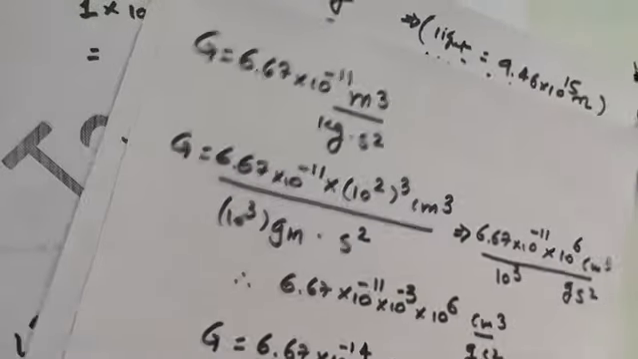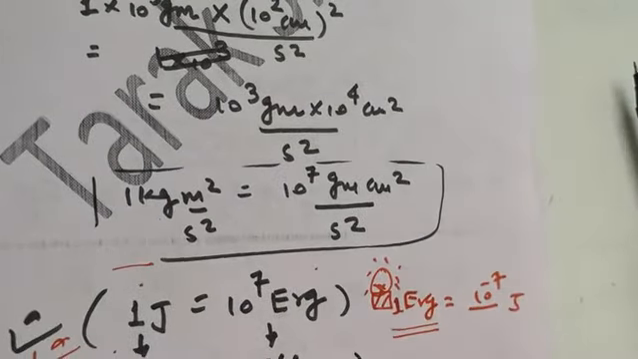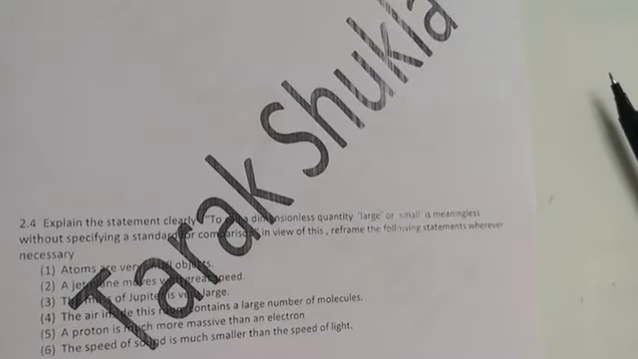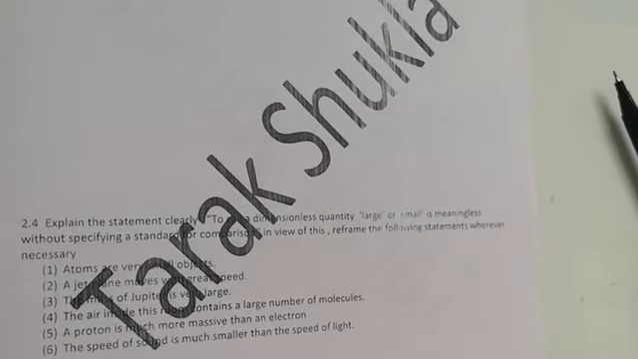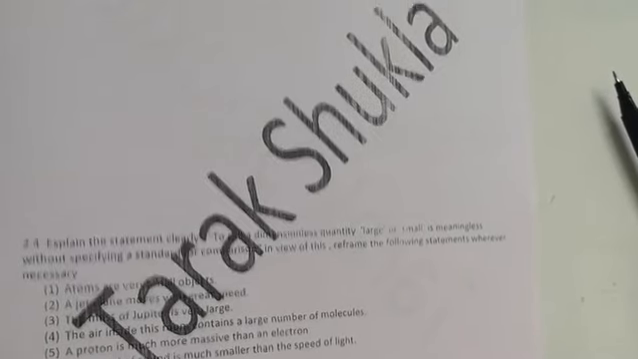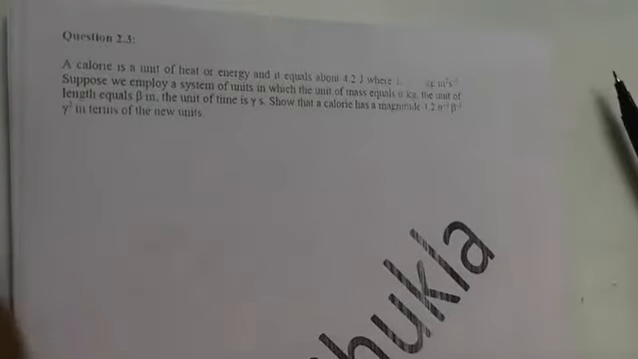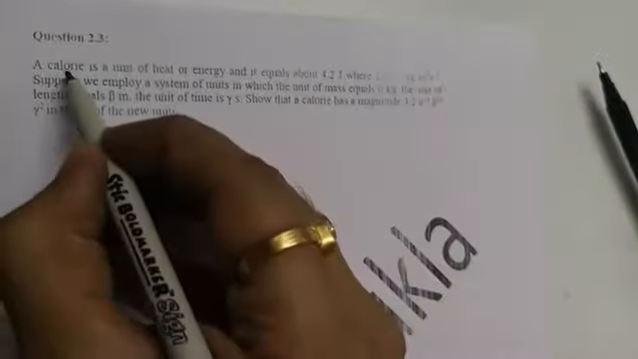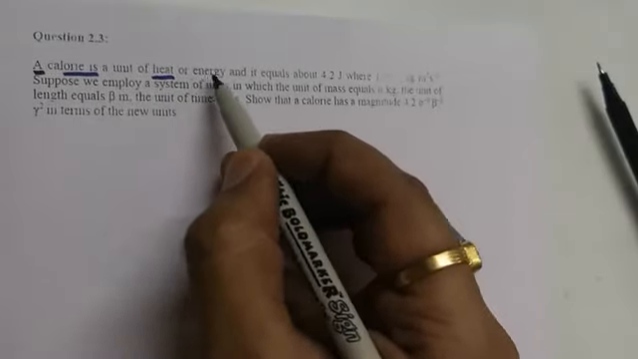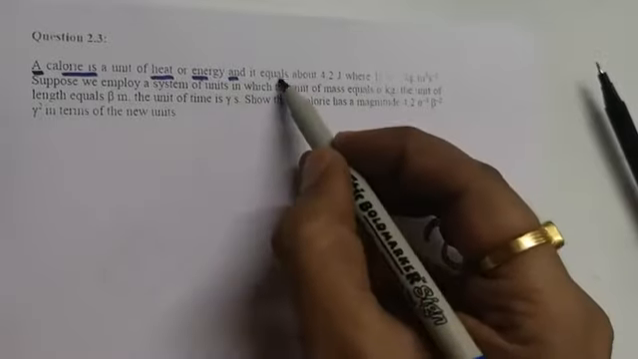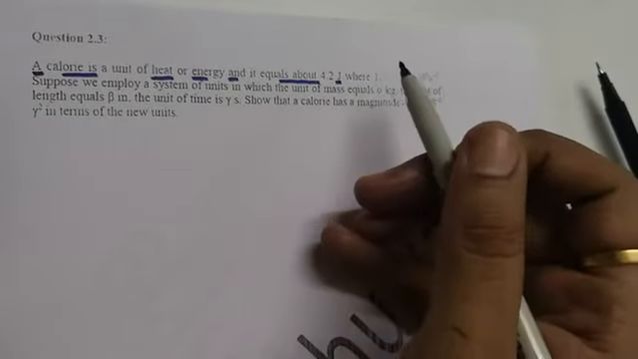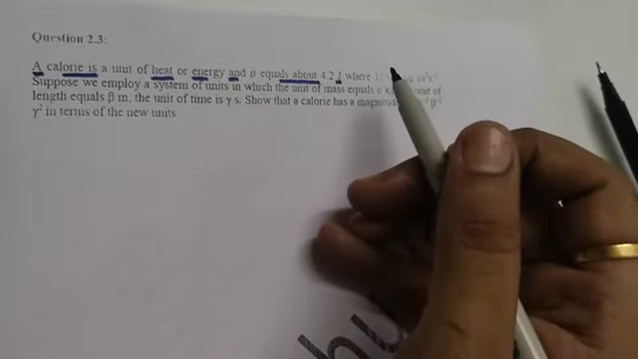Moving to another example, that is called example number 2.3 in front of us. In 2.3, that is a very simple example, but for that you require some of the conversion concept. First of all, we are reading this concept. A calorie is a unit of heat energy and it is equal to 4.2 joules. Basically, calorie is another unit of energy.